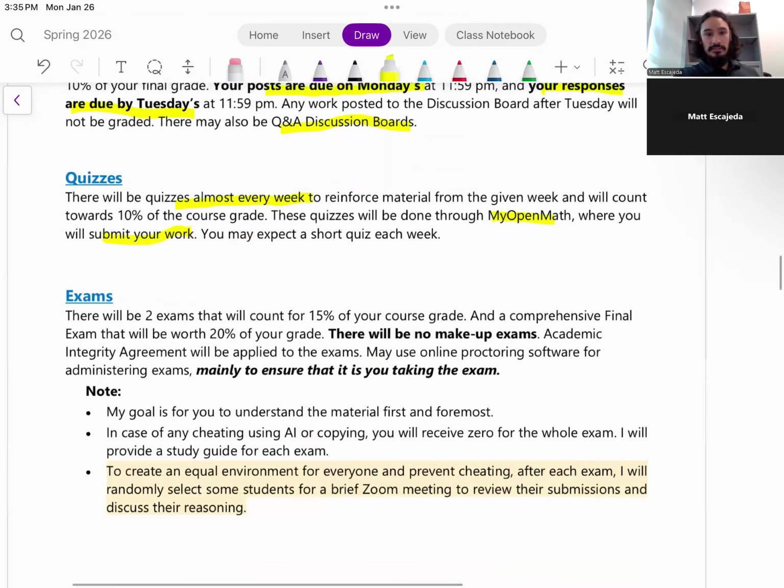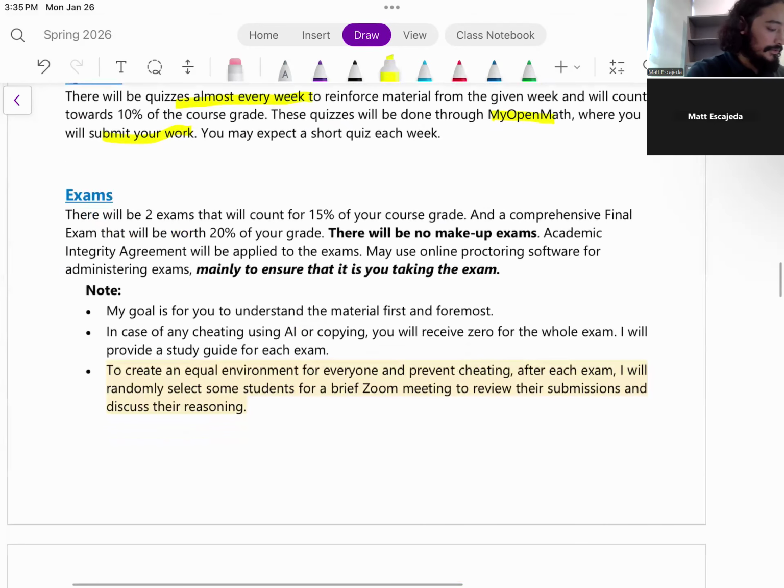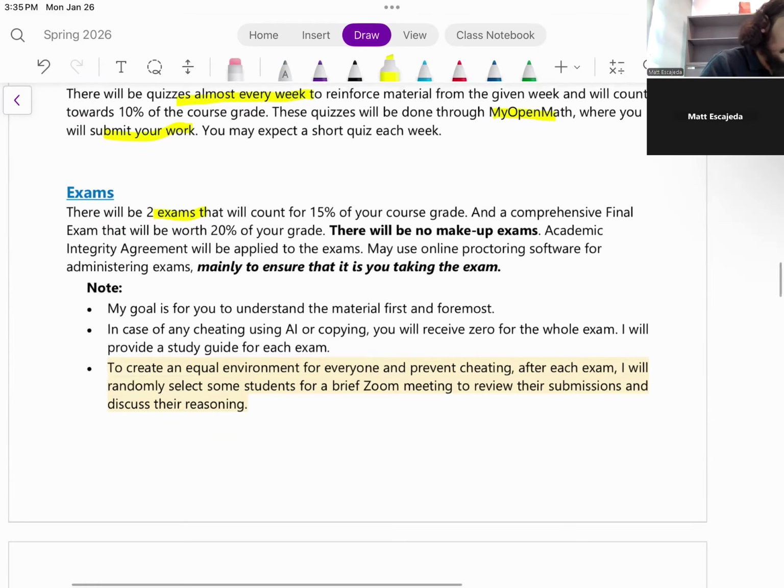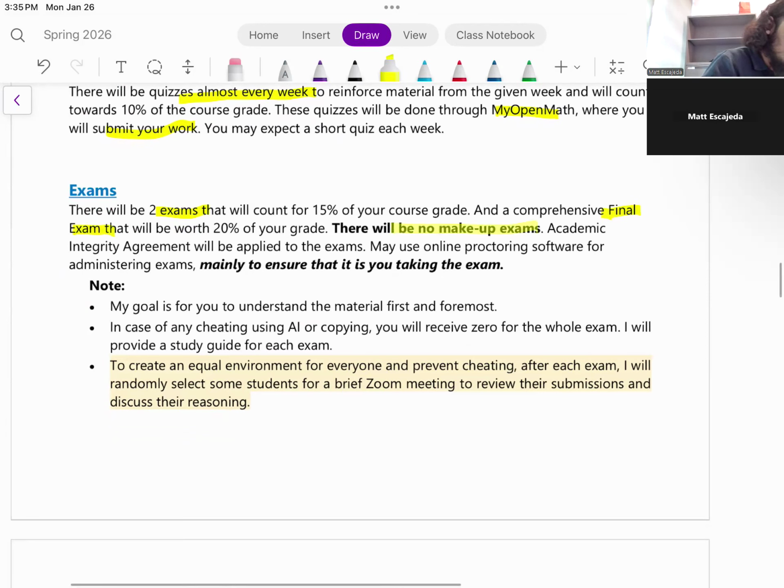And so exams, this is the big topic, okay? So two exams and a final, okay? No makeup exams, and then online class. So I have to assume academic integrity, okay? So this is the big sticking point, like how are we going to do exams? It varies, right? We're going to have exams, but I got to see how the class is at first. Like, is there a lot of AI use?